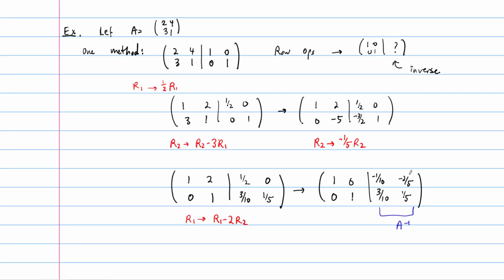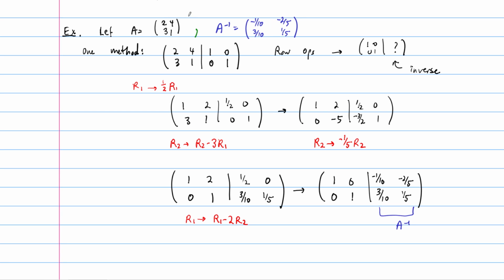So for the given matrix A, we have computed by this row operation method that its inverse is -1/10, -2/5, 3/10, and then 1/5. Okay? And so at this point, you should check and make sure that these two are indeed inverses. Remember how you do that. You multiply A times A inverse, or you can multiply A inverse times A, and both of those should give you back the identity matrix, right?